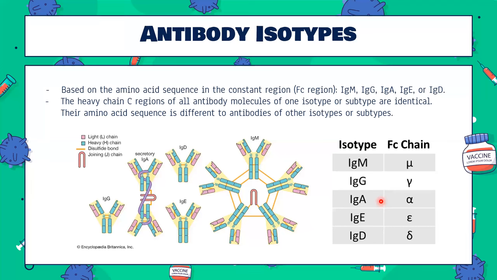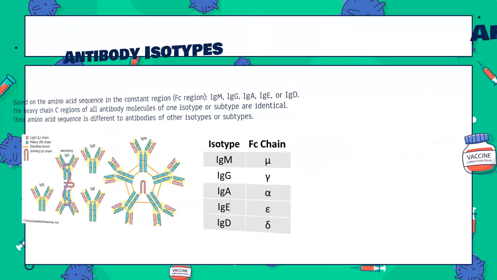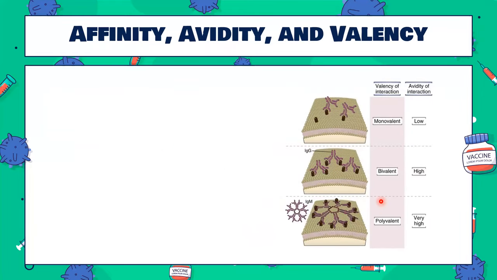Now, I just told you guys that IgM is not very specific. It's not very targeted, let's say, but it binds to so many things. And I told you guys that IgG is a lot more specific, even though it binds less things. How could that be? We would need to look at the avidity, affinity, and valency of those in order to understand.